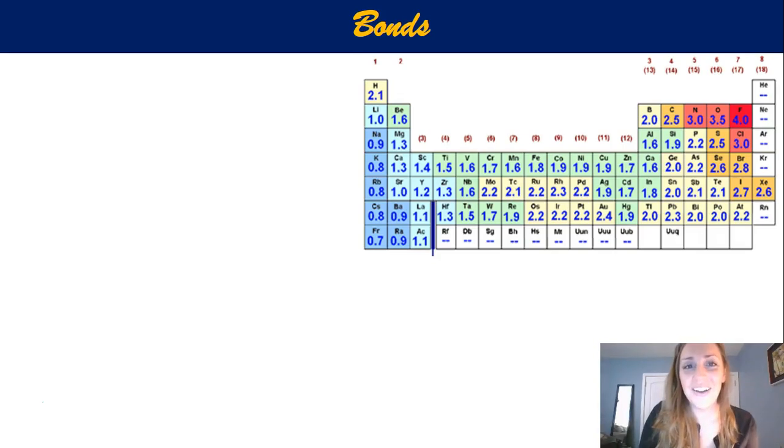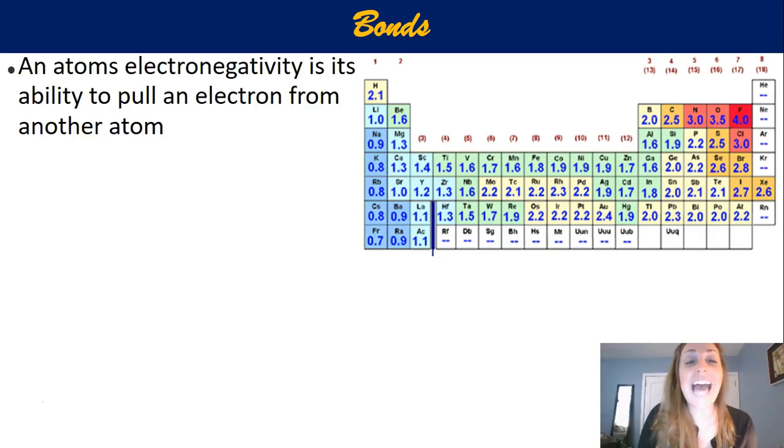Let's start. The first thing you need to know is the atom's electronegativity, which is its ability to pull an electron from another atom. I know that's from the last unit, but it's really important to bring it back because it's super important: bonds are involved with sharing electrons. So if you want to know what the bond's going to be like, you need to know who's pulling the electrons more than the other one.